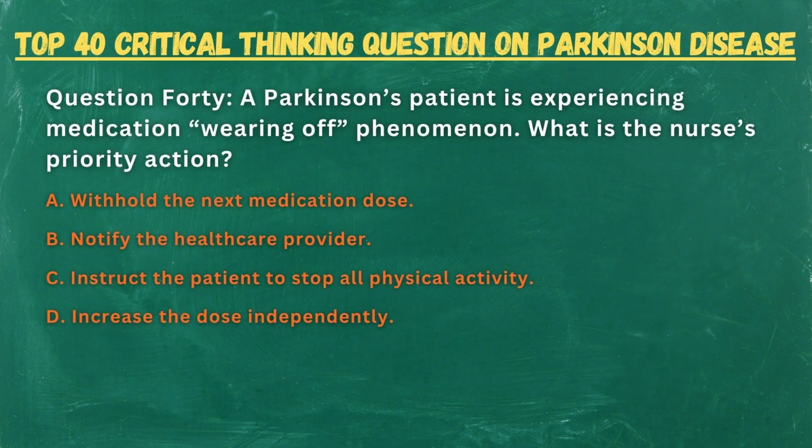Question 40. A Parkinson's patient is experiencing medication wearing-off phenomenon. What is the nurse's priority action? A. Withhold the next medication dose. B. Notify the healthcare provider. C. Instruct the patient to stop all physical activity. D. Increase the dose independently. Answer: B. Notify the healthcare provider.